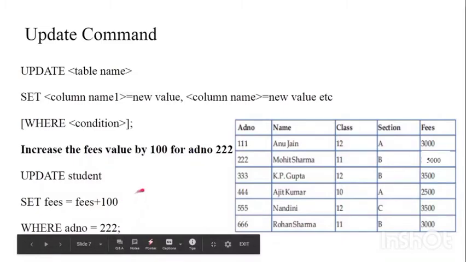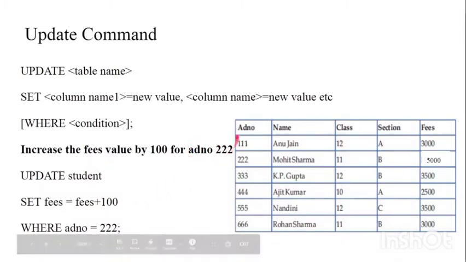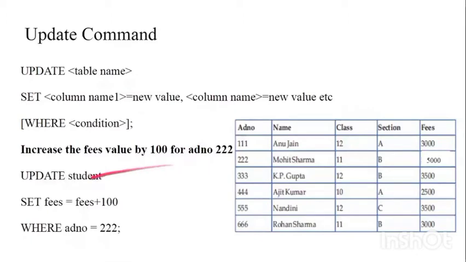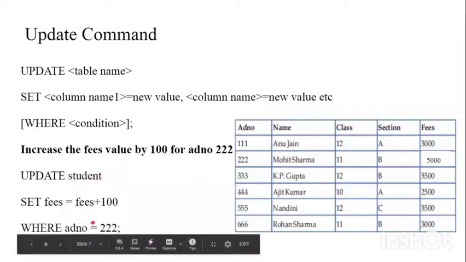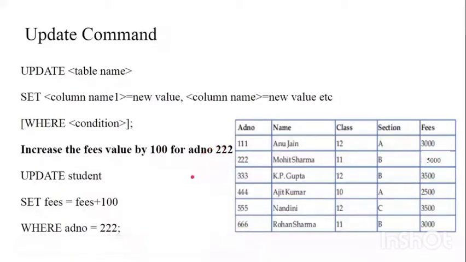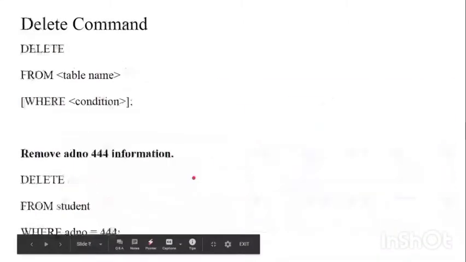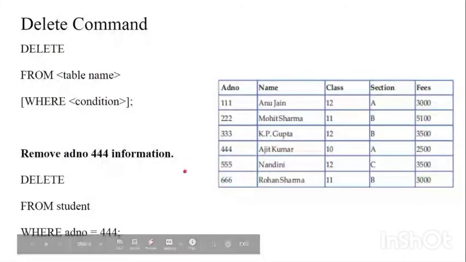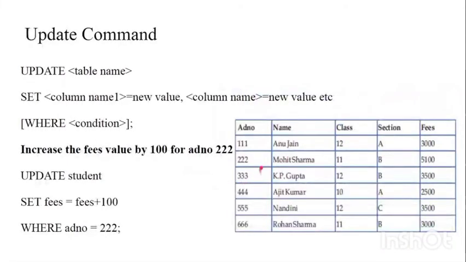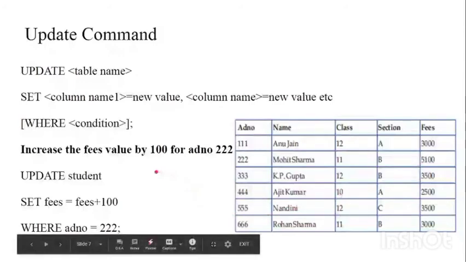Whose fees has to be increased? Only the admission number 222. So where admission number equal to 222. So only that particular person's fees will be increased. When we run the command, the current fees will be updated to 5100.